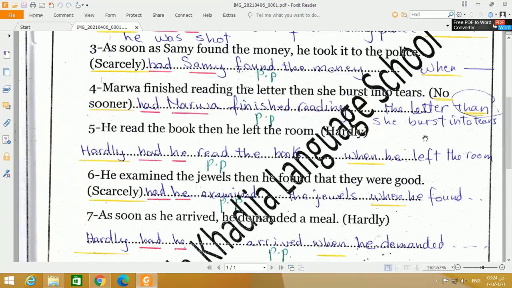Here are the answers. You can have a look at them many times and revise them more than once. Hardly had he read the book when he left the room. The one which is different, no sooner, it takes then, not when. Okay? And thank you for listening.